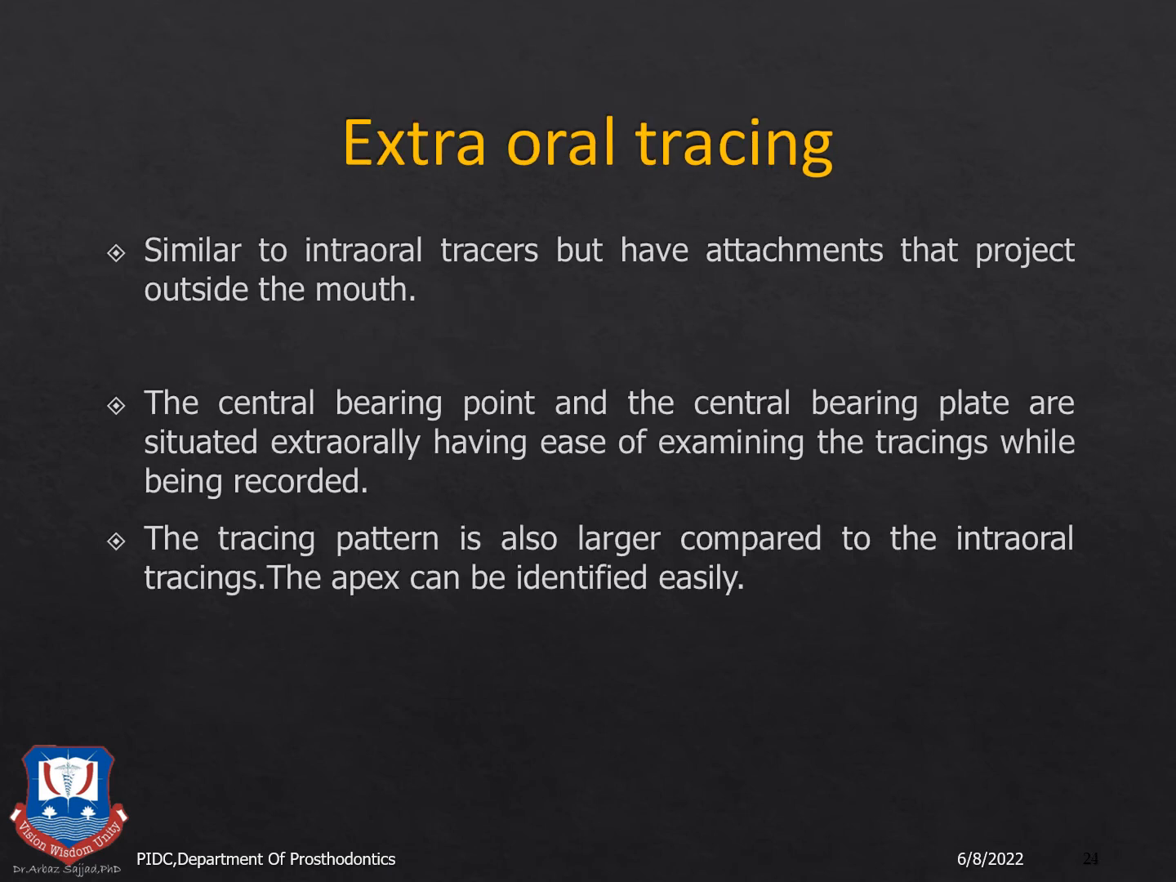Okay, now coming to the extraoral tracing devices. They are essentially similar to the intraoral tracing devices, but the central bearing plate assembly is outside the patient's mouth. That is, it is attached by a fork to the exterior of the wax rims. It is protruding out of the patient's mouth. Also, it has a large central bearing plate, so the tracing arrow is larger in size. It is easy to identify the apex of the tracing.